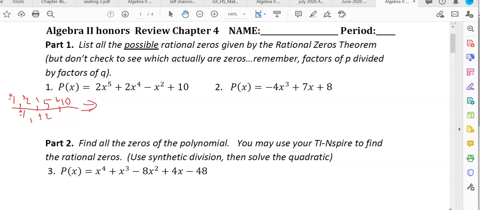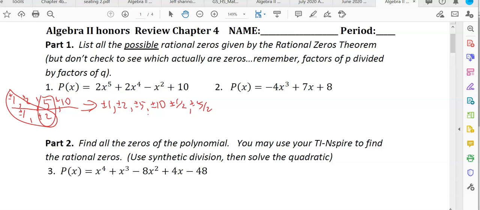So start with the integers that are over 1, plus or minus 1, plus or minus 2, plus or minus 5, and plus or minus 10. Then all those are being divided by 2. Well, 10 over 2 is 5. I've already got that. 5 over 2 I need. 2 over 2 is 1. I already have that, but 1 over 2 I need. So plus or minus 1 half and plus or minus 5 halves.